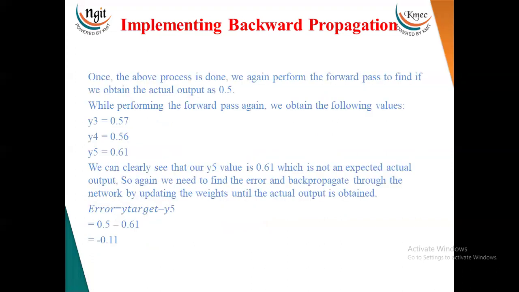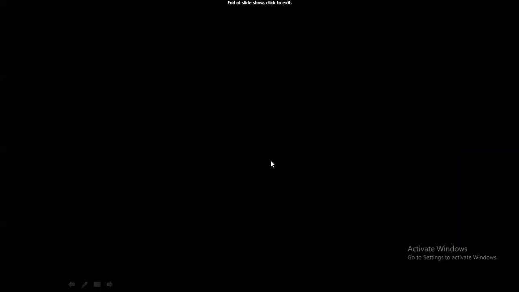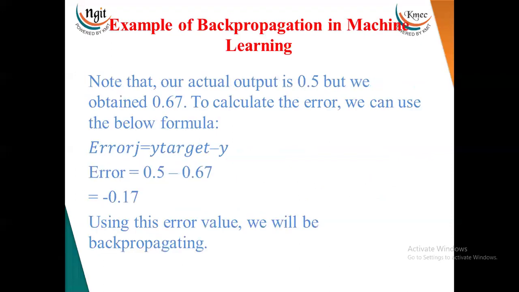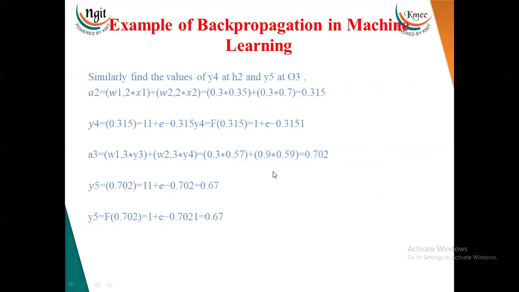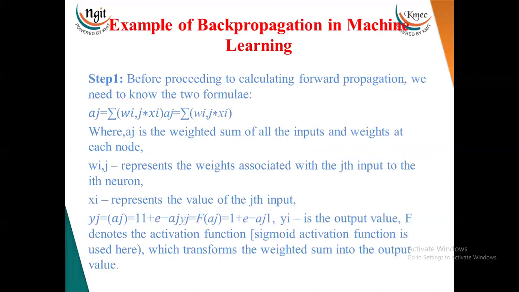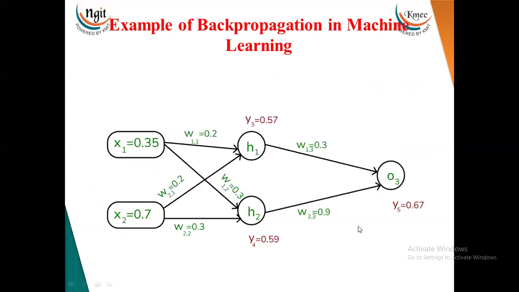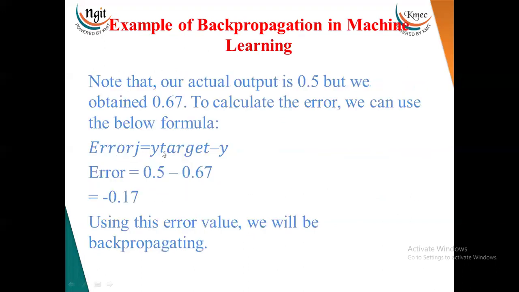So this is your target value. Done. So what exactly have we done? Let me brief it. With the help of this particular input value, I am calculating the summation. By substituting into f of Yj, I am getting Y3, Y4 and Y5. After getting Y5, I calculated an error, that is Y target minus Y, which is 0.17.